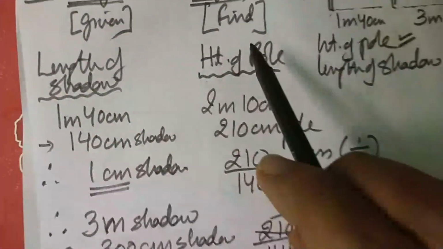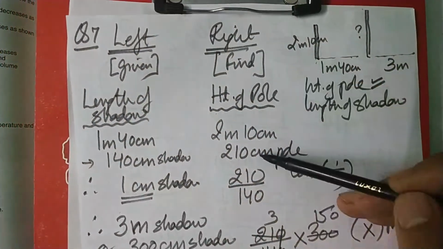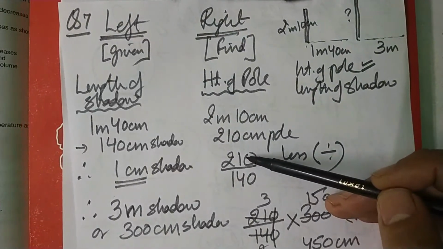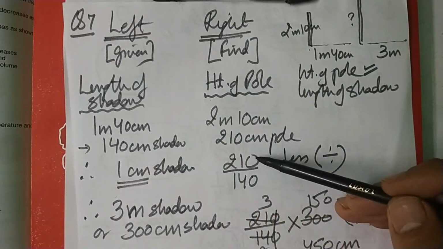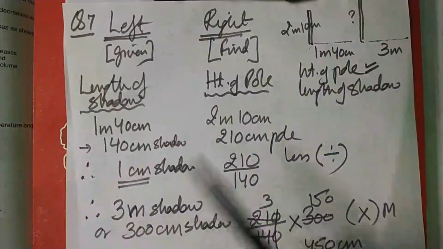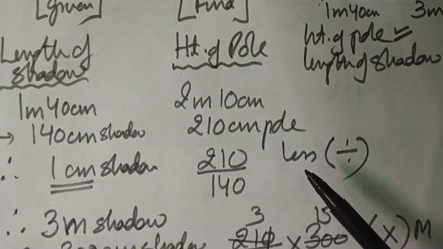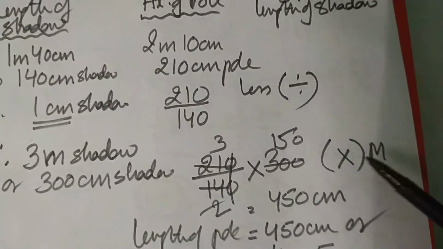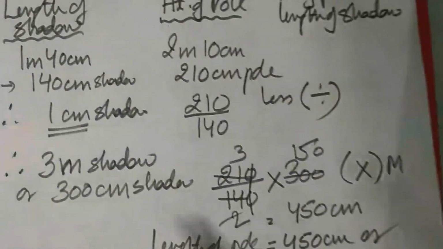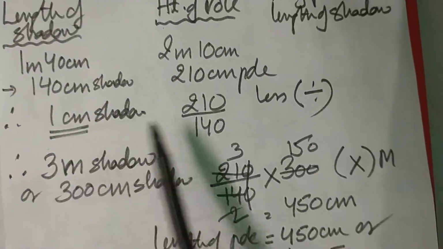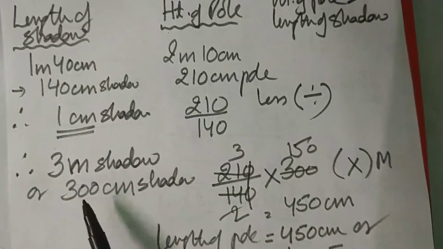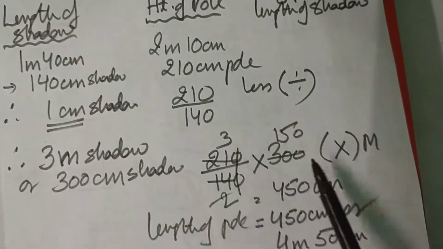And then whenever you have to find the unit value, we will divide the right side number by the left side number, and multiply also. So when do you divide? When you know the answer will be less. And when do you multiply? When you know the answer is more. Like 1 centimeter shadow is made by a shorter pole, and 300 centimeter shadow will be made by a longer pole. Simple concept. So try to do these questions.